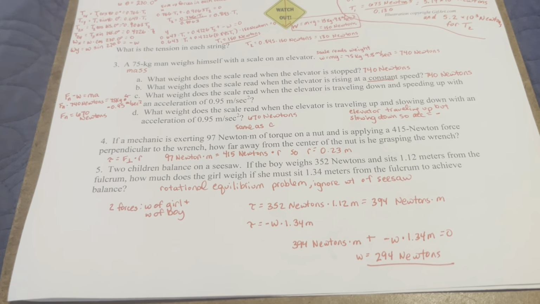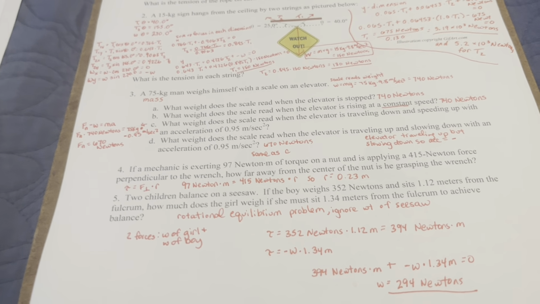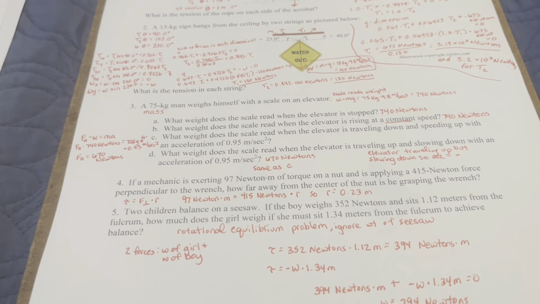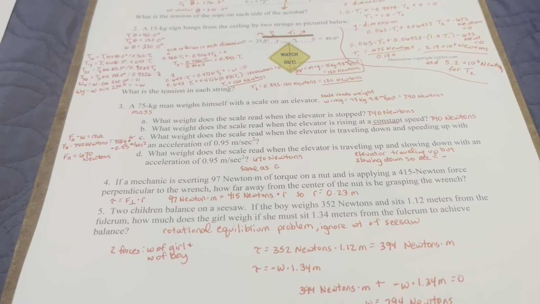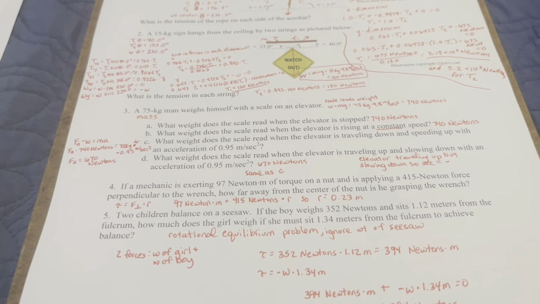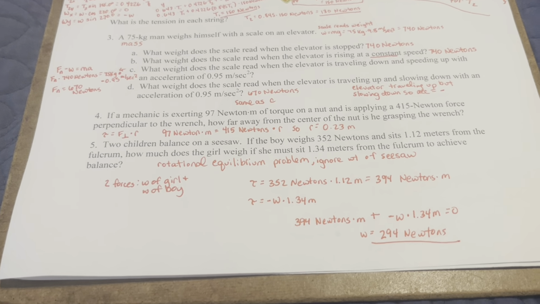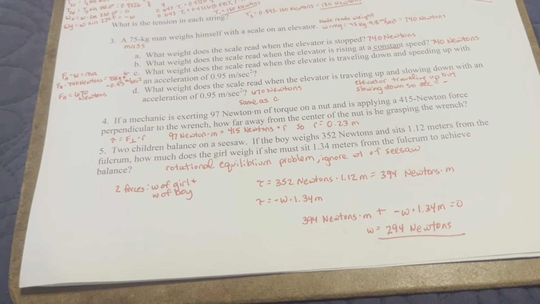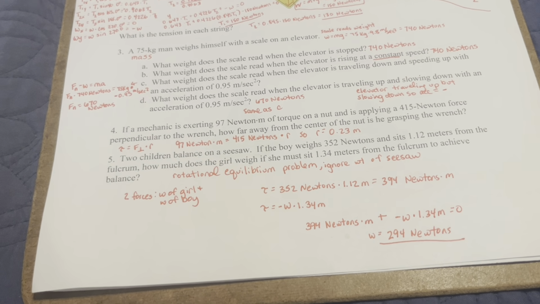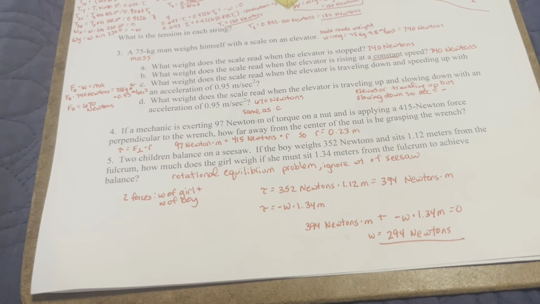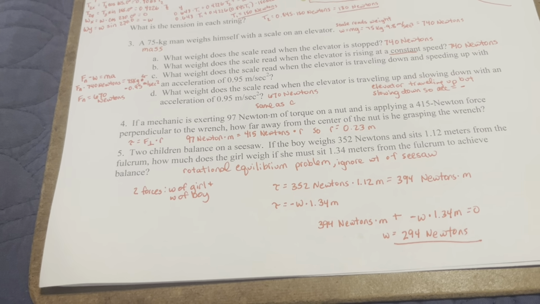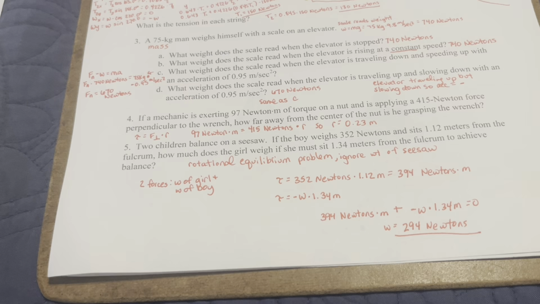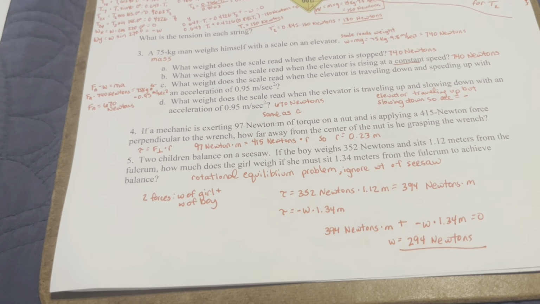All right, problem 5. 2 children balance on a seesaw. If the boy weighs 352 newtons and sits 1.12 meters from the fulcrum, how much does the girl weigh if she must sit 1.34 meters from the fulcrum to achieve balance? Okay, so this is a rotational equilibrium problem because in order to balance, the seesaw must be in rotational equilibrium, okay? So the sum of the torques are going to equal 0. And to look at the torques, we must look at all the forces that are acting in this problem. So remember, we said in this module that we're going to ignore the weight of the seesaw. So if you do that, there's only 2 forces that you're going to be thinking about, the weight of the girl and the weight of the boy.